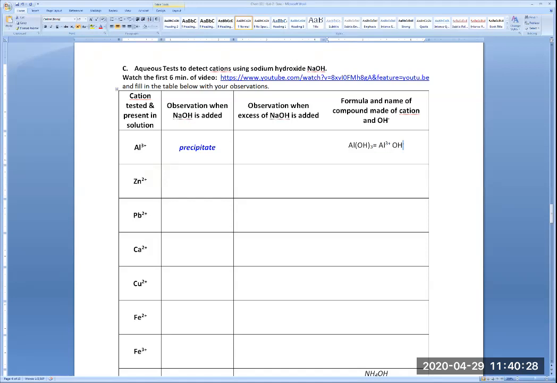So here, the formula for the aluminum hydroxide compound would be Al(OH)3, for example. And I had this earlier to explain what this formula means: you have one aluminum 3+ ion for three hydroxide ions, right? The formula has to be neutral.